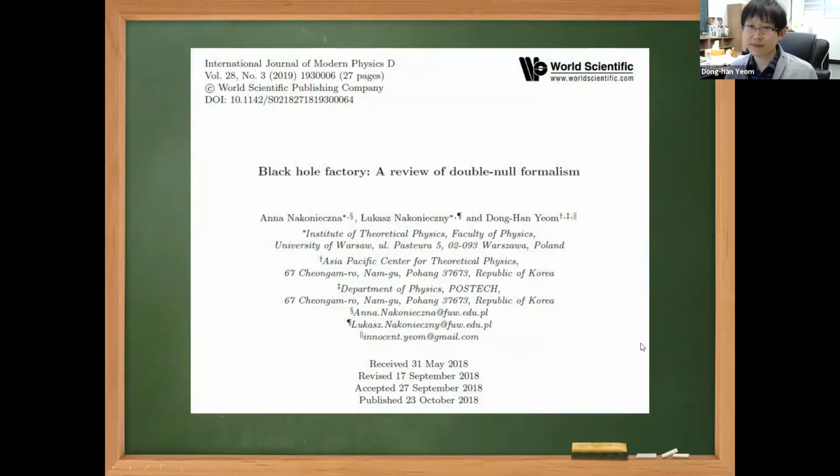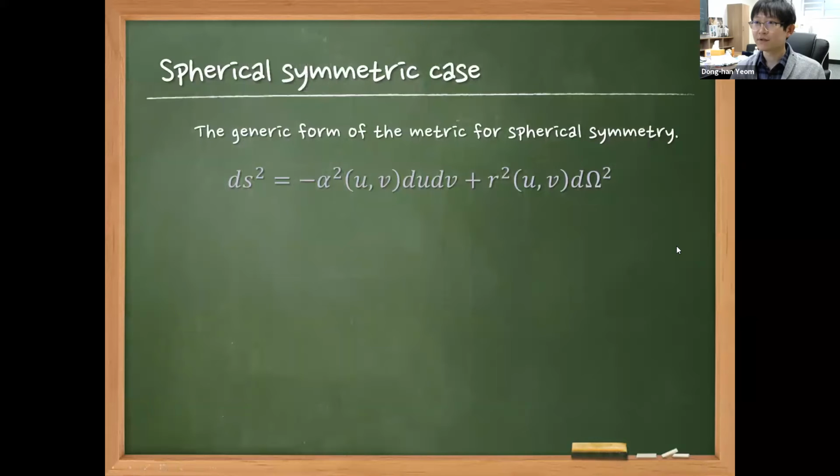So for the dynamical cases, I just rely on my review paper about the dynamical black hole simulations. If you are interested, then please see this article, and there are some mathematical details. Of course, I will not derive every equation, but I will just briefly show the case of spherical symmetry. This is the most generic form of the metric for spherical symmetry.